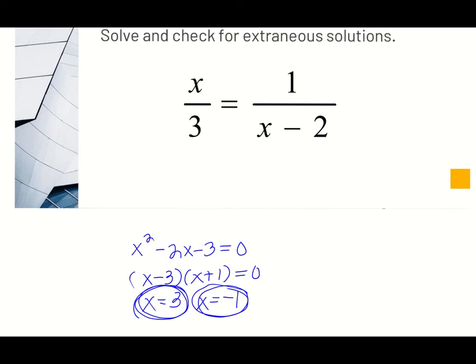So you cross multiply, you distribute, you have to get everything to the side with x squared to factor. From the factors, find your solutions, and always just verify that they're not extraneous solutions. They don't make the denominator 0. So they're not one of your domain restrictions.